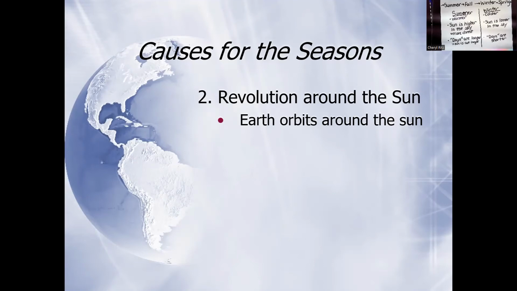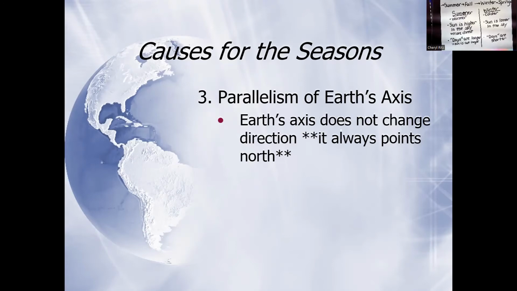The last one is a concept you probably never, ever heard. It's called the parallelism of Earth's axis. Doesn't that sound like a word that I make up, like oval-ish? Parallelism. What word do you hear in there? Okay, parallelism of the Earth's axis means the axis is always parallel. It never changes its direction. It's always pointing north in this point.